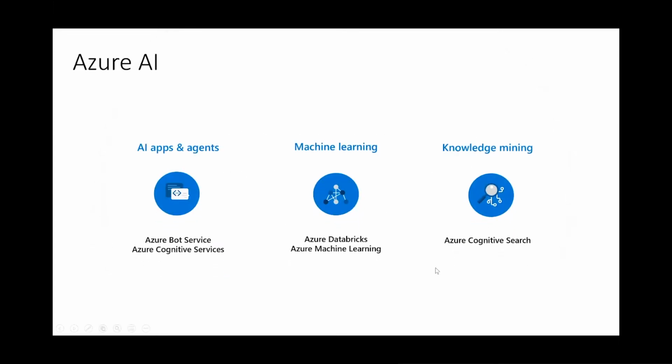So within Azure AI, there are three main pillars. So we have the AI apps and agents, which cover the bots, chatbots, and then we have the Azure Cognitive Services, which is essentially pre-built APIs that you can leverage by submitting a simple payload to a URI, and then it returns back with some response.